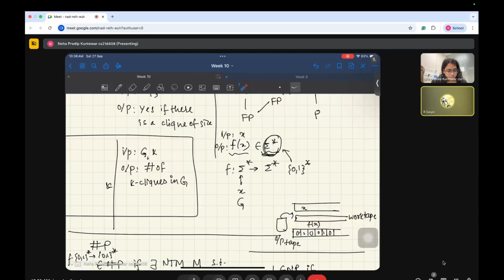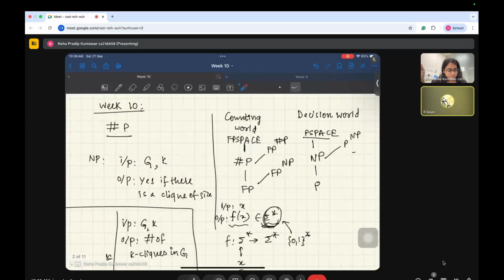And do we have the same relationship between sharp P and FP space which we were having between NP and P space? Yes, actually the same proof, it turns out, follows. So a lot of relations are exactly captured because the same proof works in most cases, including Savitch's theorem, wherein P space is the same as NP space.